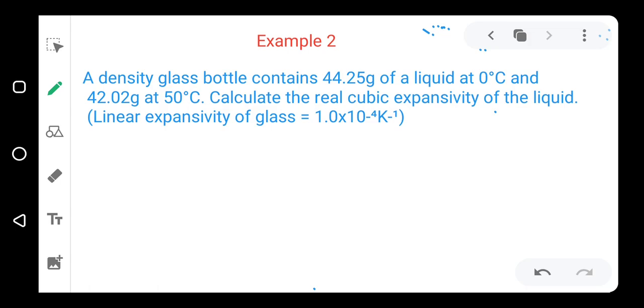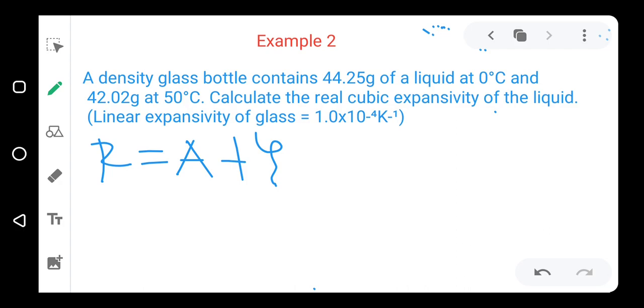In this example, we have that a density glass bottle contains 44.25 grams of a liquid at 0 degrees Celsius and 42.02 grams at 50 degrees Celsius. Calculate the real cubic expansivity of the liquid. Now here, they ask us to find the real cubic expansivity of the liquid instead of the apparent cubic expansivity. Now, you have been given that the real cubic expansivity is equal to apparent cubic expansivity plus the cubic expansivity of the containing vessel.